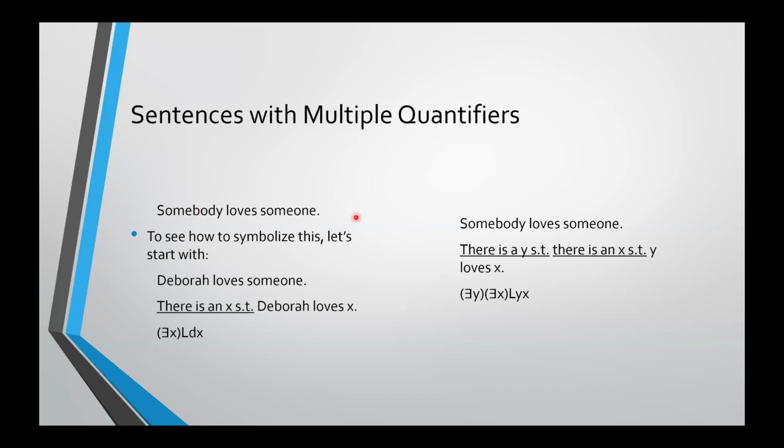Remember that the exact variables that you use don't matter. So for example, there is an x, there is a y, Lxy would actually mean exactly the same thing as this. The thing that matters is that this one corresponds to this and this one corresponds to this, but which variables are in those places doesn't make a difference.